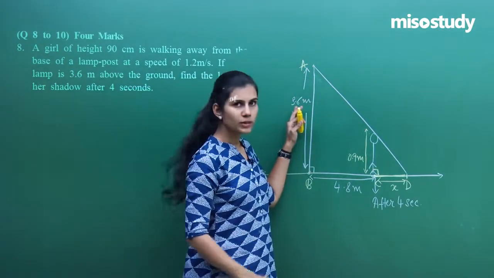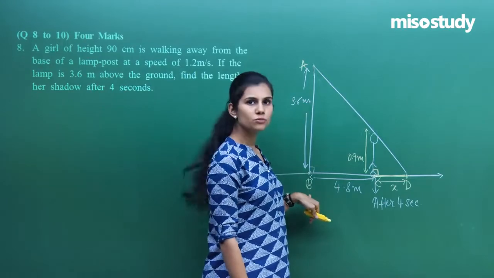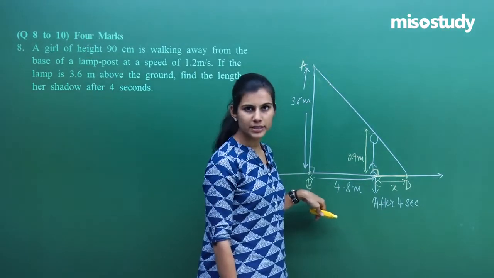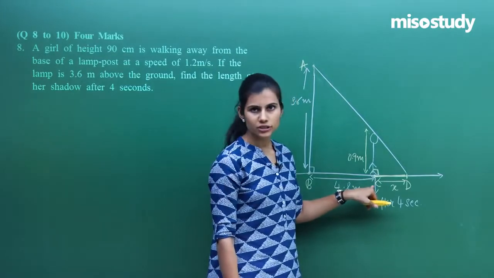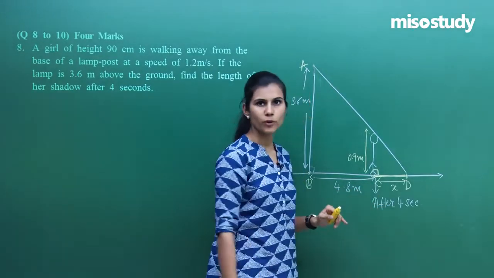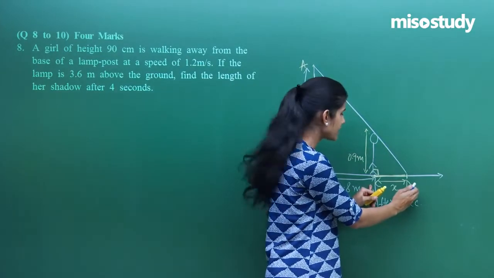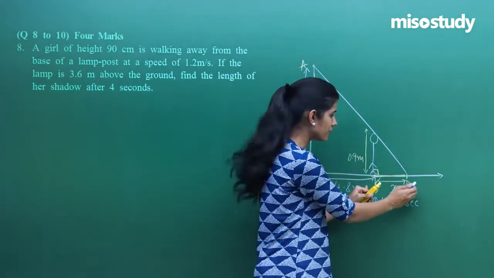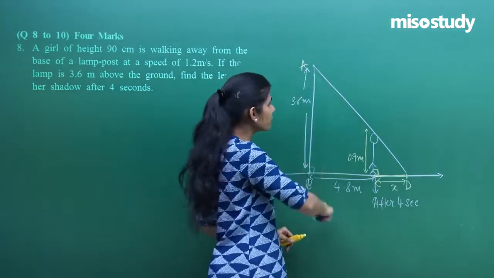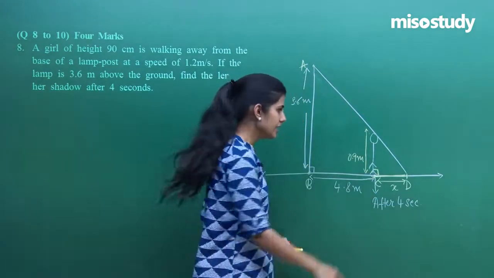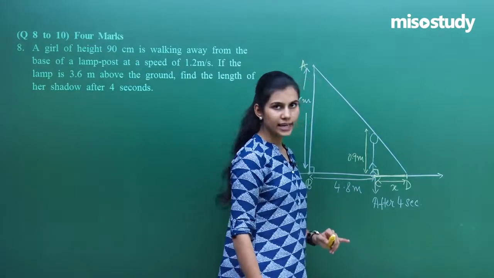This is your lamppost, 3.6 meters long. A girl is starting to move from the base of the lamppost away from the lamppost at a speed of 1.2 meters per second. So after 4 seconds, it reaches over here. So it has covered a distance of 4.8 meters. After 4 seconds, this is her shadow, which it is making. I have to find the length of its shadow. I have to find X. Obviously, the lamppost and the girl are standing vertical to the ground. So this is 90 degrees. This is 90 degrees. Let us begin our journey of finding X.